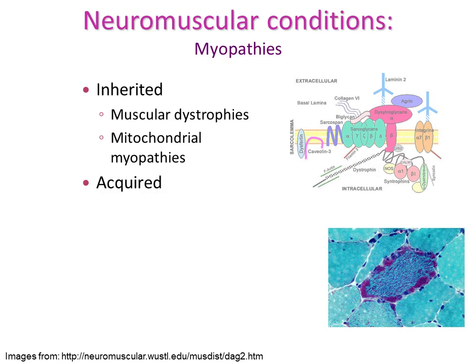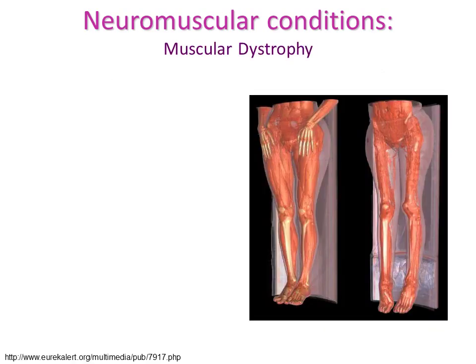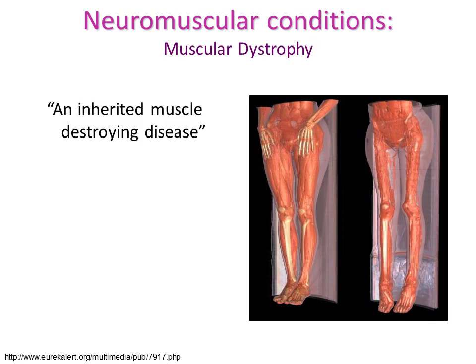You can also have acquired myopathies. You can have inflammatory myopathies such as polymyositis, or critical illness myopathy, again where prolonged periods in intensive care, use of paralysing agents and sedation can leave people vulnerable to myopathic changes. So looking now more carefully at the muscular dystrophies, there's a number of different types, and they're defined as inherited muscle destroying diseases, and they're genetically determined myopathies, unlike some of the other types.